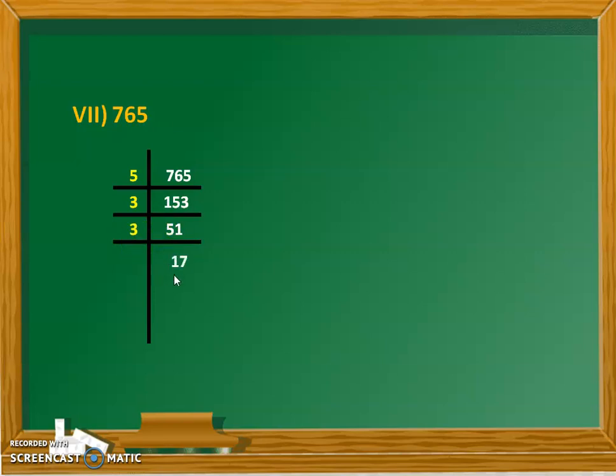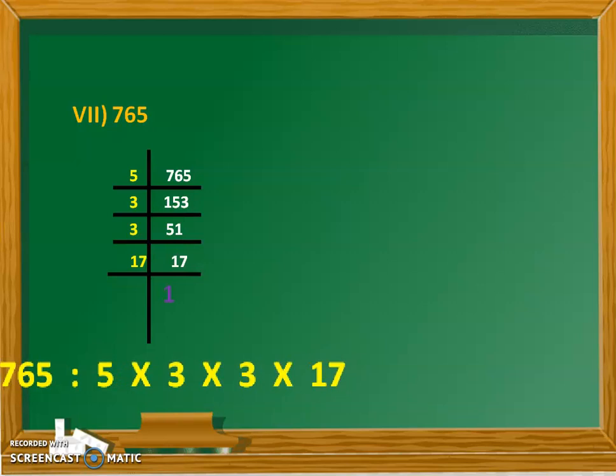Now here 17 is itself a prime number. That means this 17 will get divided by 17 itself, and the answer is 17 ones are 17. So here we'll stop this factorization. What is the factorization we are getting of 765? It's 5 multiplied by 3 multiplied by 3 multiplied by 17. So this is how we can find the prime factors of a given number.